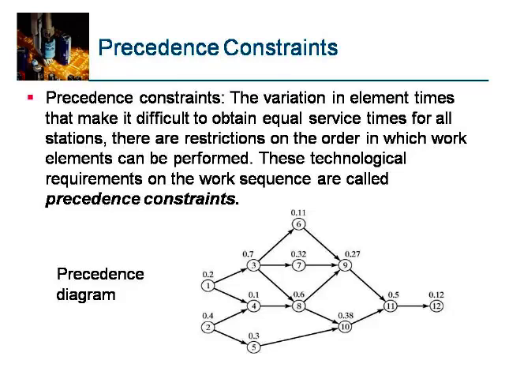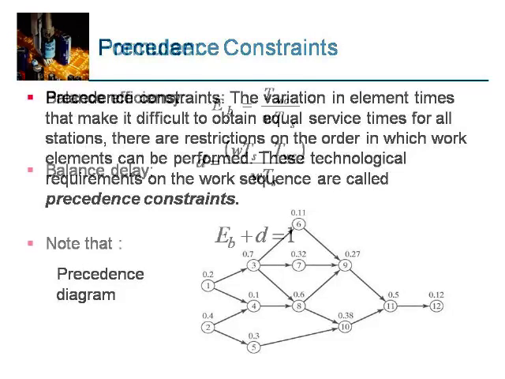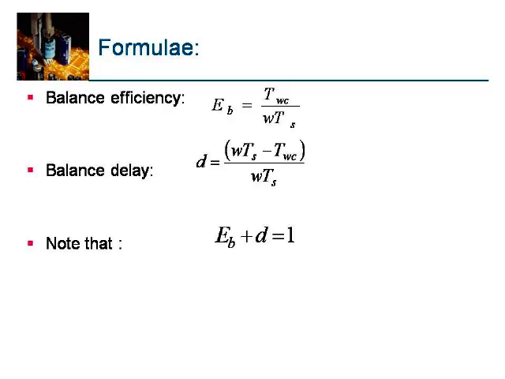You can see a typical precedence diagram here, and elements 3 and 4 can be done only after 1. This is called a precedence relation. Element 9 can be done only after 6, 7, 8, which in turn can be done only after 3, and 3 and 4 can be done only after 1 or 2. This is how the precedence constraints must be followed.